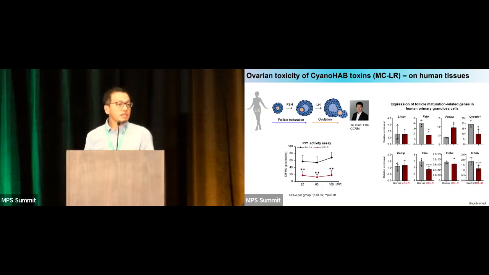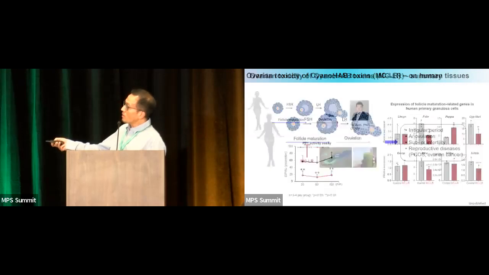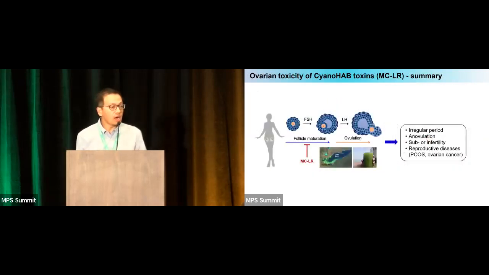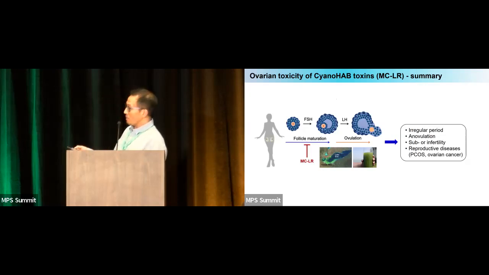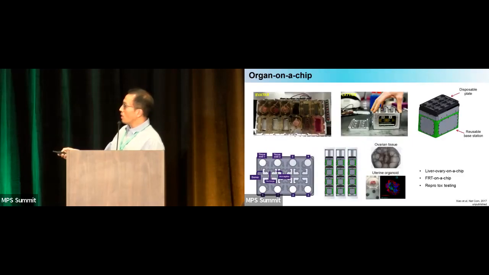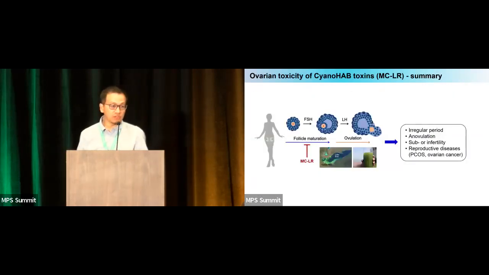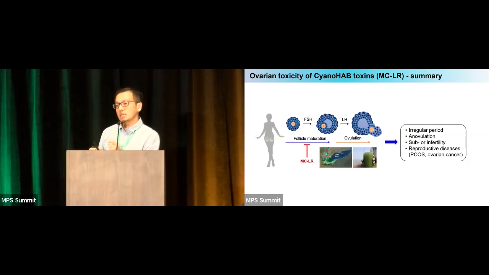In addition to using mouse samples or whole animals, we also collaborated with an IVF clinic and validated our data using human primary granulosa cells, and we also see consistent data. So overall, this result indicates that microcystin, the harmful algal bloom toxin, may have potential effects for women. For example, they may cause irregular menstrual cycles, anovulation, infertility, or some reproductive diseases such as polycystic ovarian syndrome, because abnormal ovulation is a key marker of PCOS.